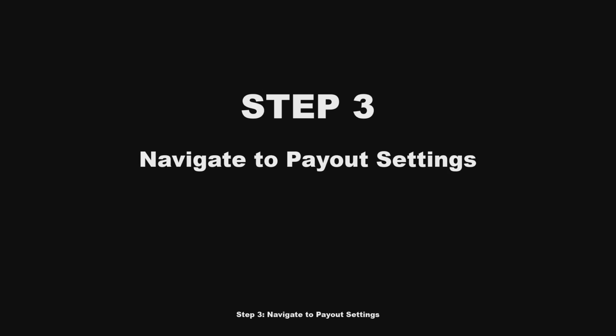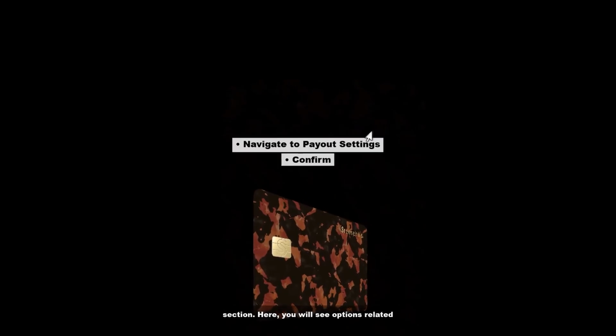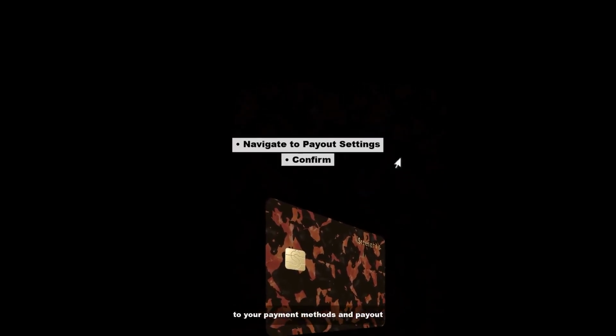Step 3. Navigate to Payout Settings. Scroll down to find the Payout or Banking section. Here, you will see options related to your payment methods and payout destinations.